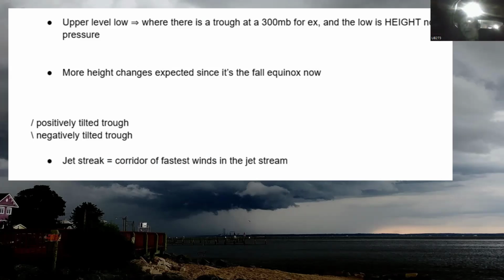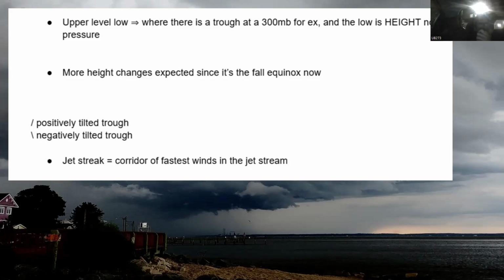So right now, you might be watching this at a different time of year, but right now it's September, almost October. And once we get to this time of year, there's going to be a lot of height changes. It's more constant in the summer, but once we get into this fall equinox, that changes. We can say the trough or ridge is positively or negatively tilted based on the tilt of it, obviously.